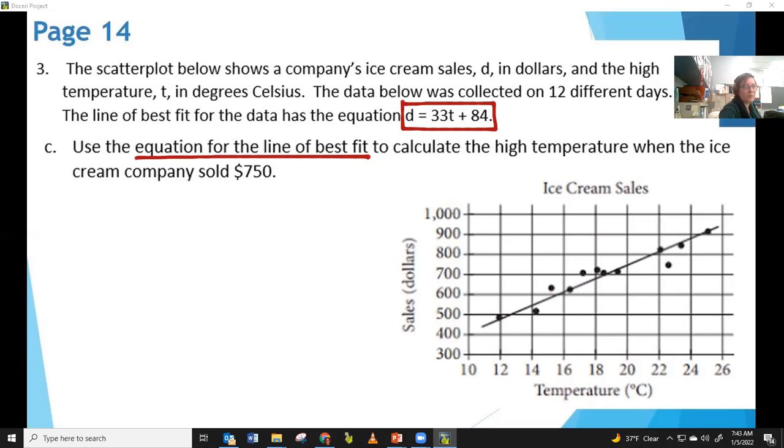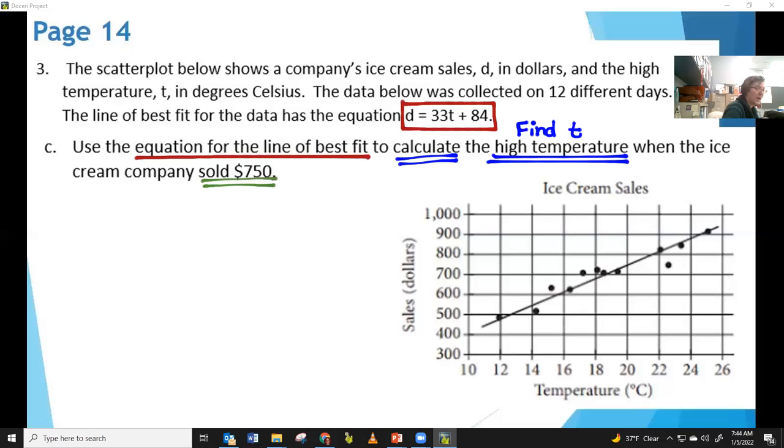What do I want to know about? What do I want to calculate here? The temperature, yes. Calculate the high temperature. Which variable in that equation means the high temperature? T. So they're telling me to find T. Use the equation for the line of best fit to calculate the high temperature when the ice cream company sold $750.